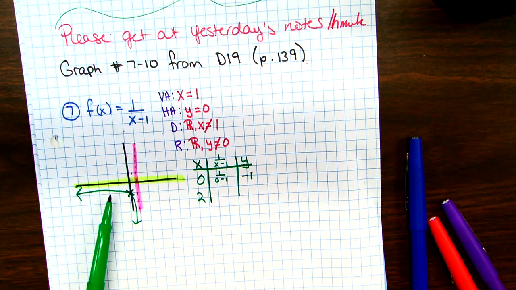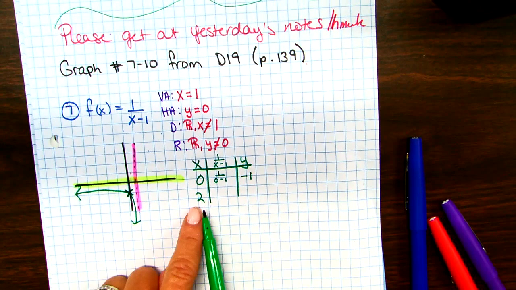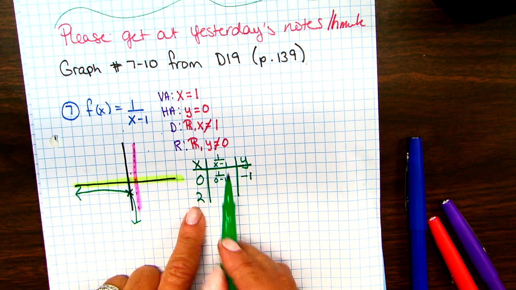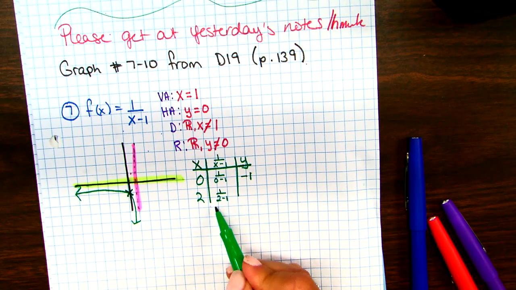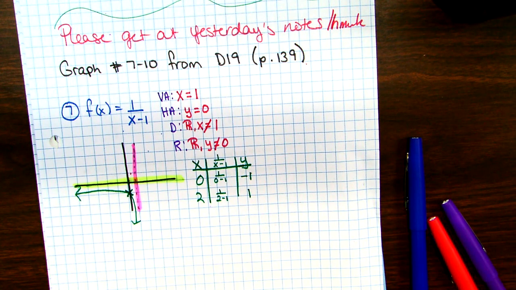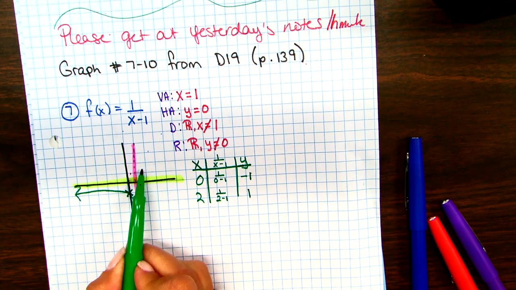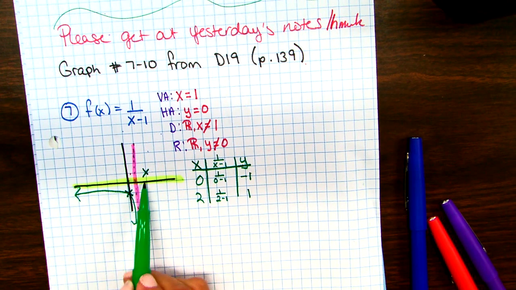Now we're going to see where there's always two branches. There's one to the left and there's one to the right. So that's why we picked a point that's to the right. So we picked x is 2. So I'm going to plug 2 in. That gives me 2 minus 1 is 1. 1 over 1 is 1. So I have a second point at 2, 1. Right? To the right 2, up 1.